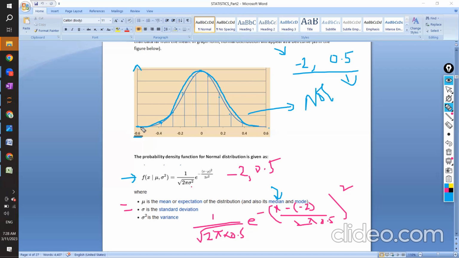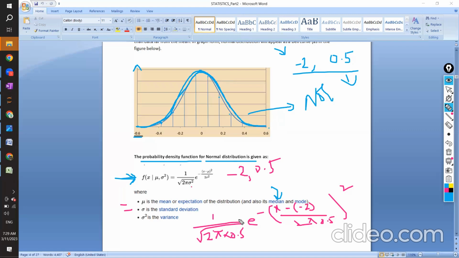And how are you going to get this graph? You need the probabilities, and where will you get the probabilities? You will get the probabilities from this function. That is the importance of this function, guys. That's why it's called the probability density function. It will give you the probability of each and every value for this normal distribution.